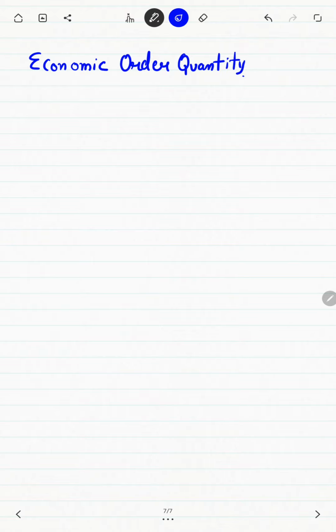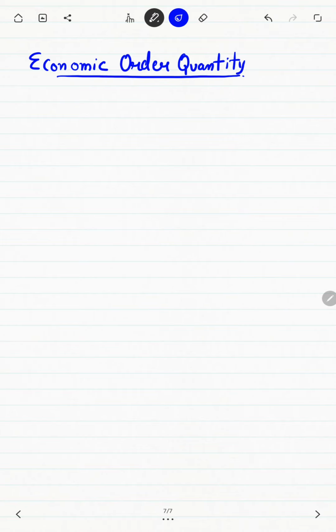Welcome students. In today's class we shall be discussing a topic under inventory control known as economic order quantity. A very important topic from examination point of view. So it's a must read and you should understand the concept as it can help you to score good marks. So what is economic order quantity?